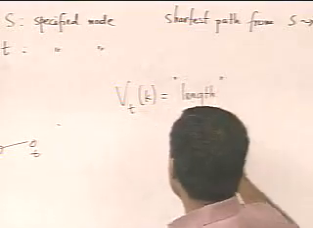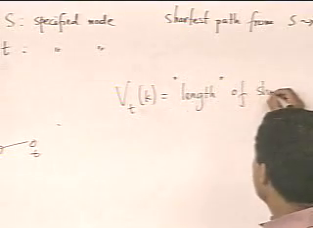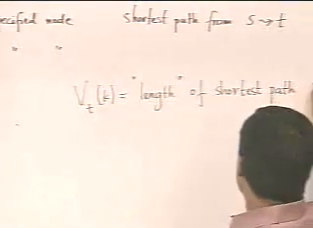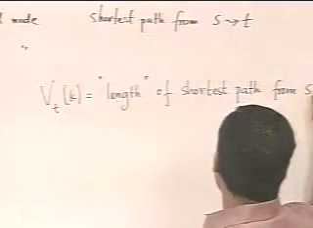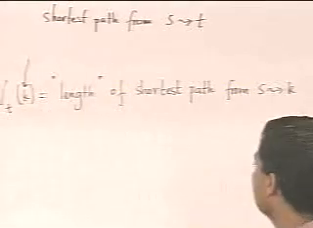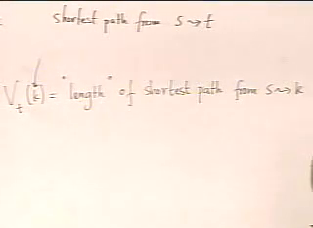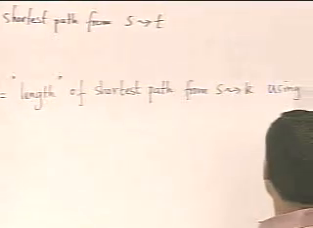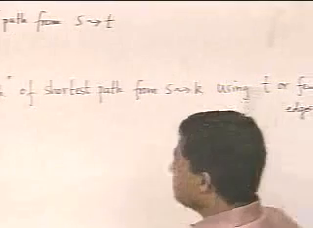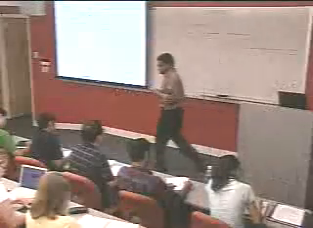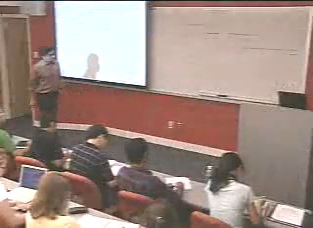Again, the length is in quotes. And what is the length of the shortest path from S to, in this particular case, here's the particular situation that I'm looking at, using t or fewer edges. So maybe I should put a different name to this guy. Let's call this D, the destination. The source node and the destination node. So that's what I'm going to define.